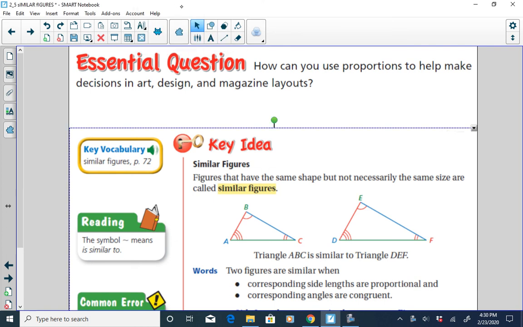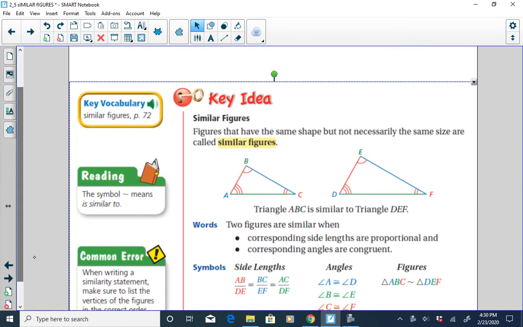Our lesson today is to be able to use proportions to find the missing side of similar figures. There are two characteristics that have to be in place in order for figures to be similar.